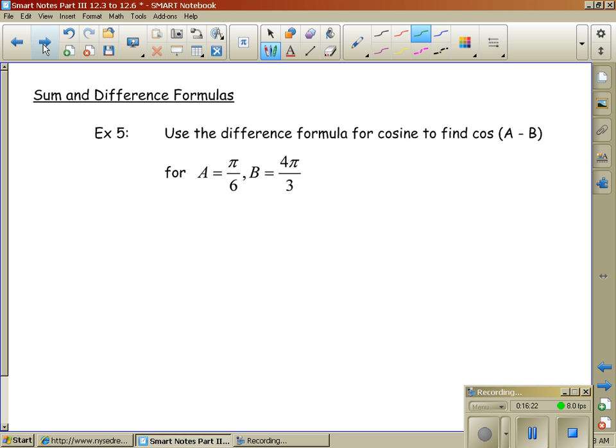Last one. Use the difference formula for the cosine to find the cosine A minus B. A is pi over 6 and B is 4 pi over 3. So you can use it as pi over 6 and 4 pi over 3, or if you hate radians, we can change it to degrees. So if you want, take a minute and change those to degrees. I'm going to write down the formula.